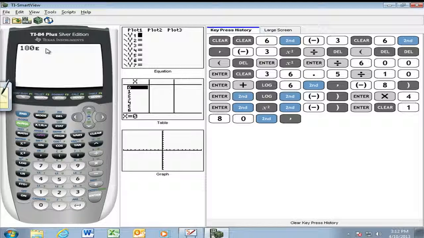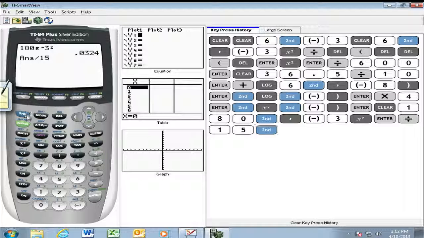And of course, for 180 millivolts, it's going to be negative 3, right? So 180 E to the negative 3. And then what we're going to do is square it. Okay, so squared. All right, and then we're going to divide that by our resistance, our input resistance, which is going to be 15 blue EE to the 3. There we go. All right, so that's going to be 2.16.